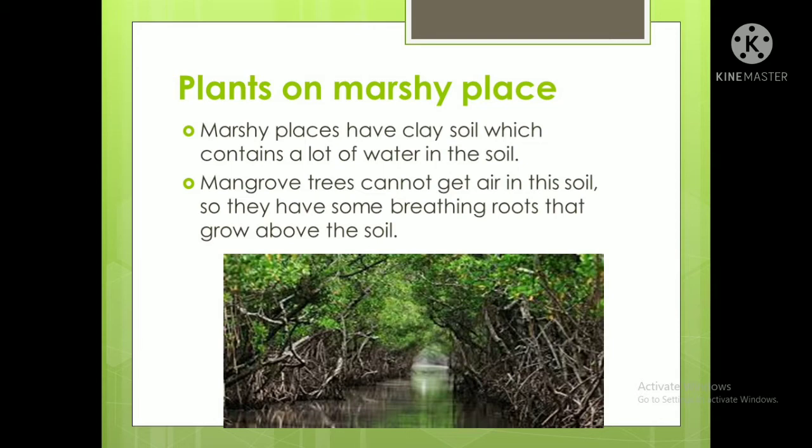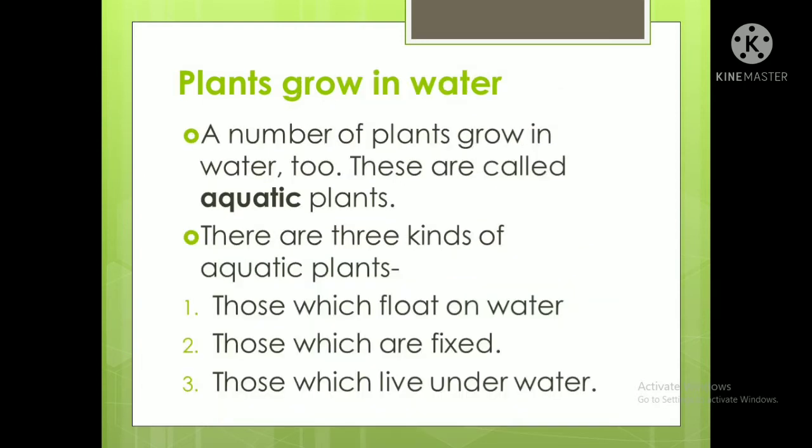The plants need air, isn't it? Plants need air to survive. So these are the plants on different types of plains. Now we'll talk about those that grow in water. So what happens? See here. When a number of plants grow in water, they are called aquatic plants.